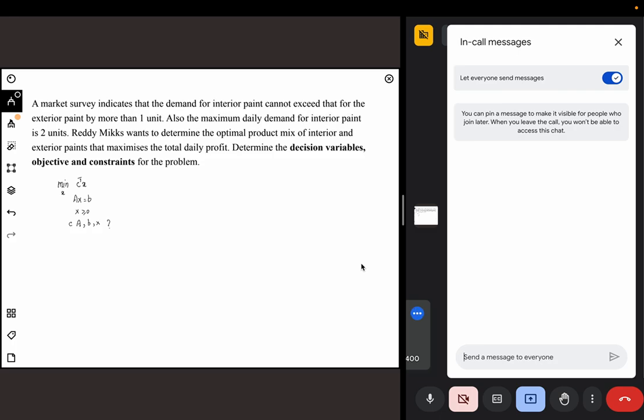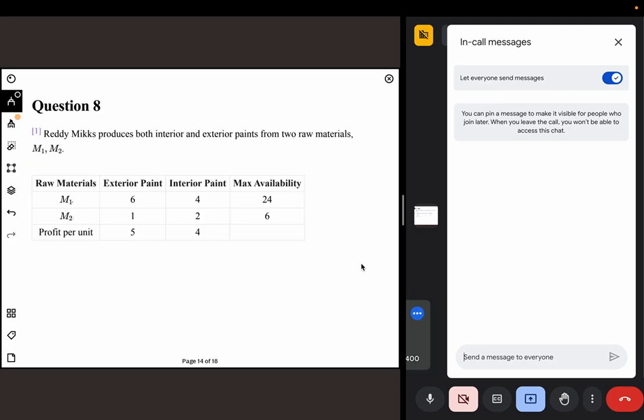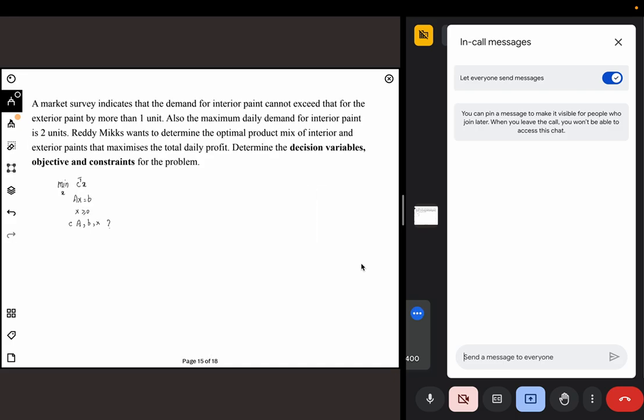So what are the decision variables here? What am I trying to find? We are trying to determine the optimal product mix of interior and exterior paints. So let's say the interior paint quantity is X1 and the exterior paint quantity is X2. What we are trying to do is find the values of X1 and X2 so that your profit is maximized.